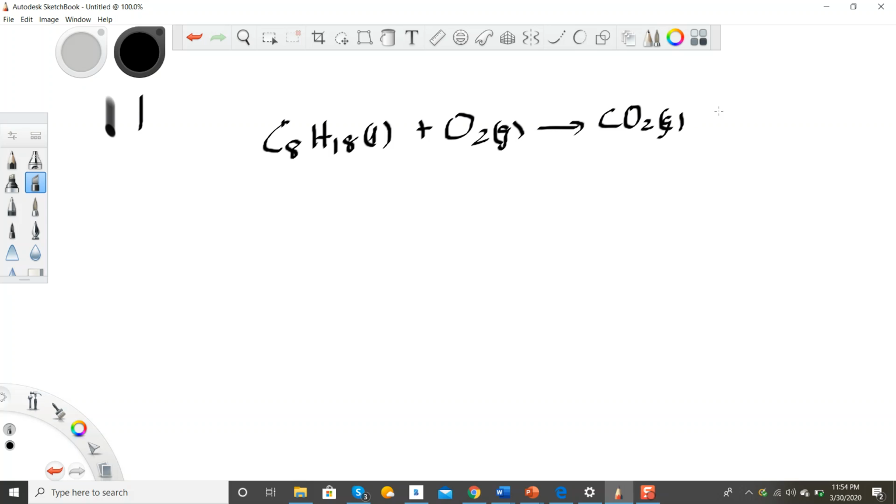Okay, so the equation is C8H18 liquid plus O2, which is a gas, to form CO2 gas plus H2O liquid. So of course, we need to balance this, and this is something that we all should be familiar with.